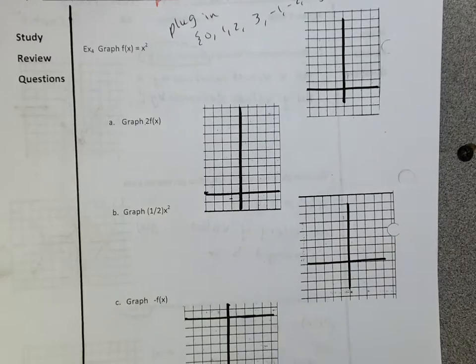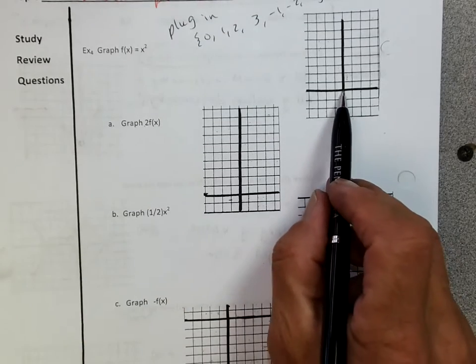So right off the bat, you ready? All right, Emily, what's 0 squared?